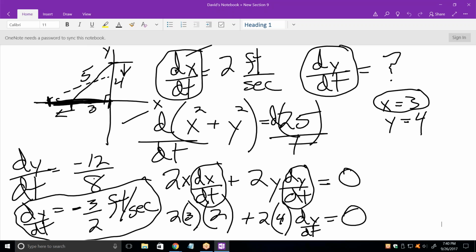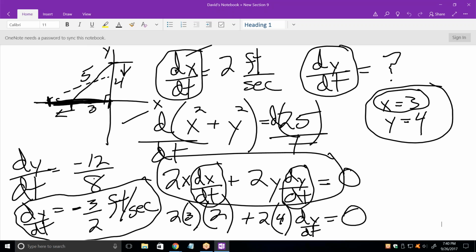So that's why I was interested in the point x equals 3, y equals 4, because now I can plug it into this equation down here, and I've plugged in 3 of the 4 variables, and I can solve for the 4th, which is dy/dt. And that is probably the best example to explain related rates and implicit differentiation.